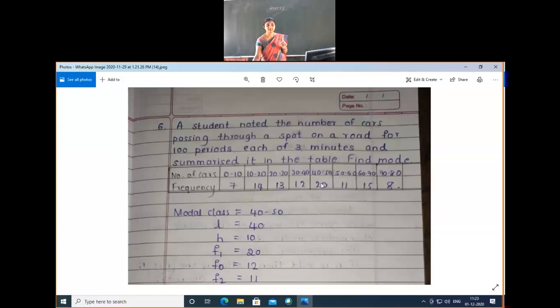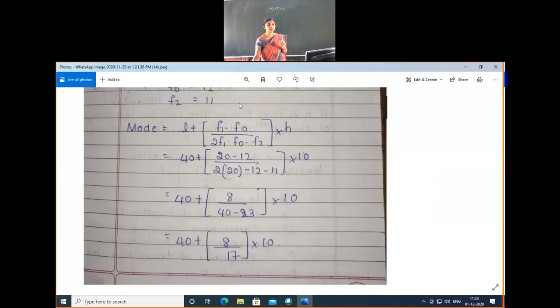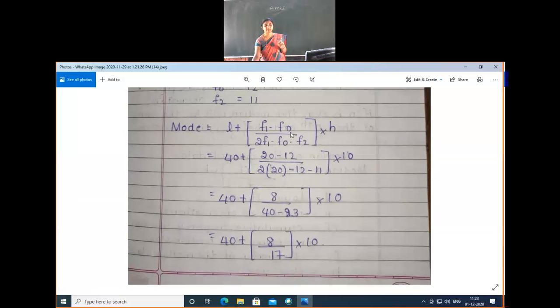Here the highest frequency is 20. Highest frequency 20 means that is the modal class. 40 to 50 is the modal class. Then, if 40 to 50 is the modal class, 20 is F1. F1 is 20. F0 is 12. Then F2 is 11. L is 40.